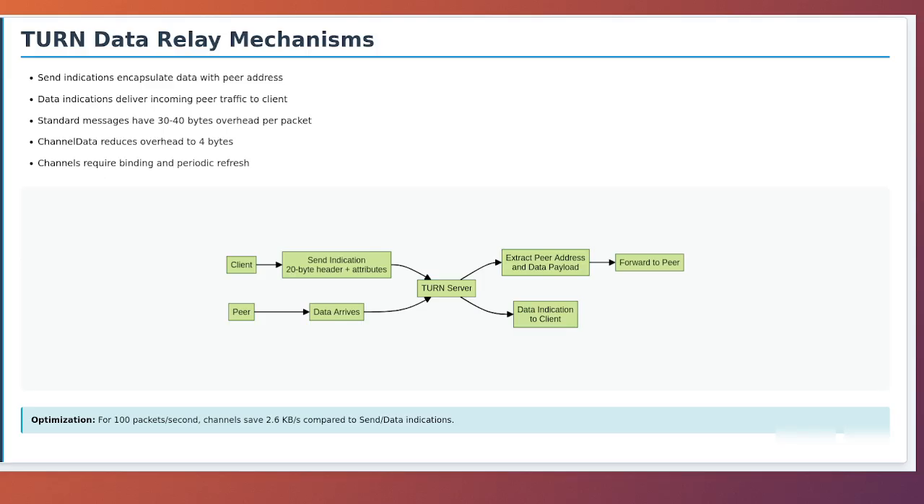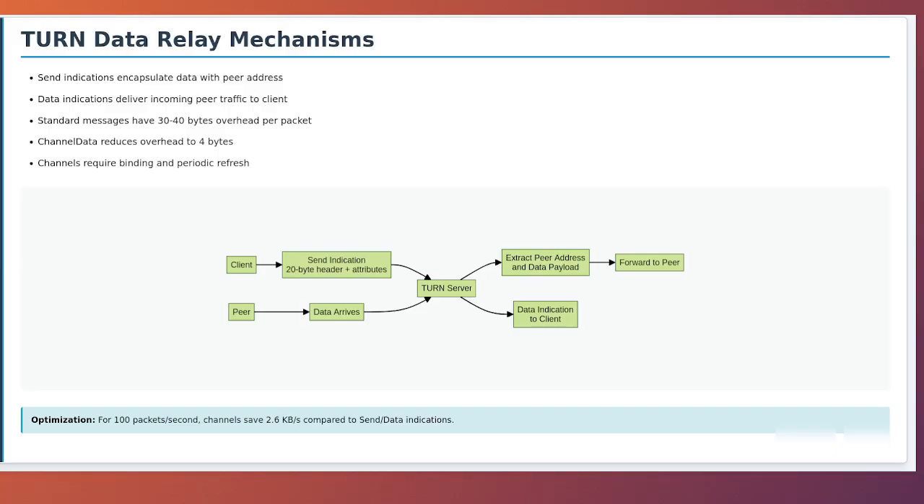While send and data indications work reliably, they have significant overhead. A TURN message includes a 20-byte header, plus the attributes with their own type length value encoding. The XOR peer address attribute is 8 bytes for IPv4 or 20 bytes for IPv6. The data attribute has a 4-byte header plus the actual data payload, and then padding might be added to maintain 4-byte alignment. For small packets, this overhead can easily be 30 to 40 bytes per packet. When you're sending thousands of packets per second for real-time media, this overhead consumes substantial bandwidth.